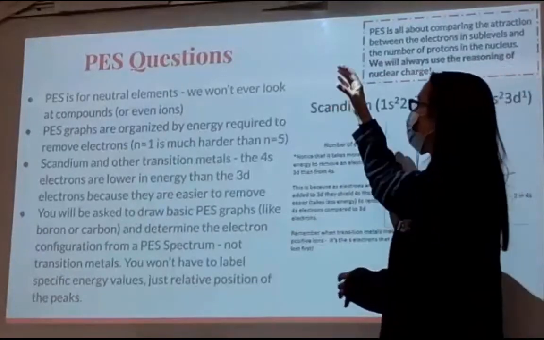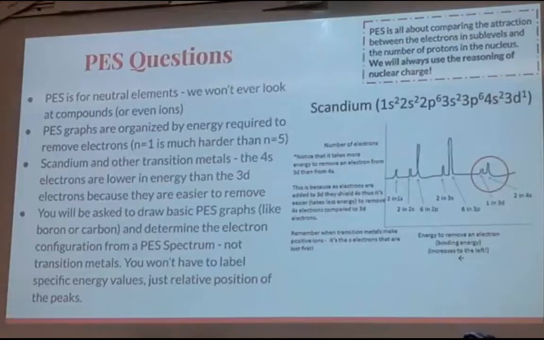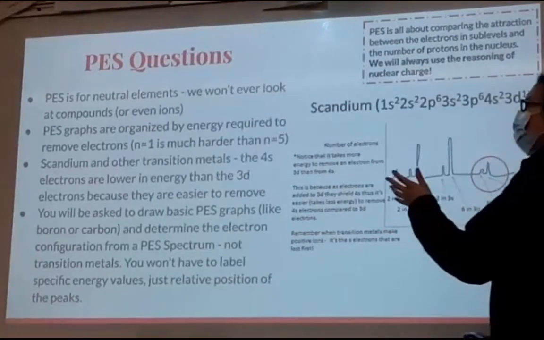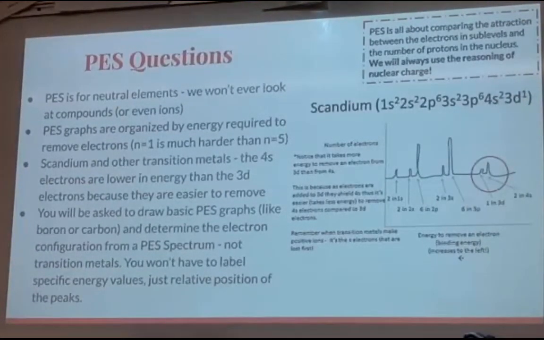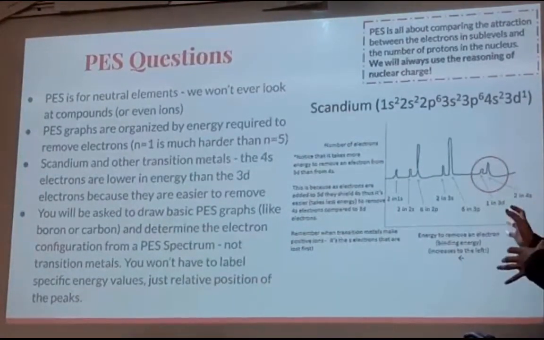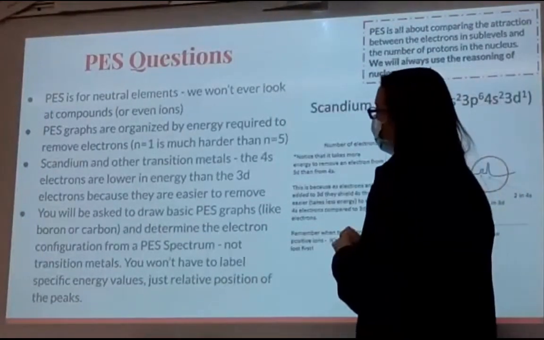The first thing is that we are only going to be focusing on PES for neutral elements. We will not be looking at compounds, and we will not be looking at ions. A question that I saw a lot was, what would a PES spectrum look like if we had a cation or if we had an anion? We don't worry about that because every atom is actually different based on the amount of energy that is removed. Transition metals remove electrons from different energy levels. So we're only looking at PES for neutral elements.